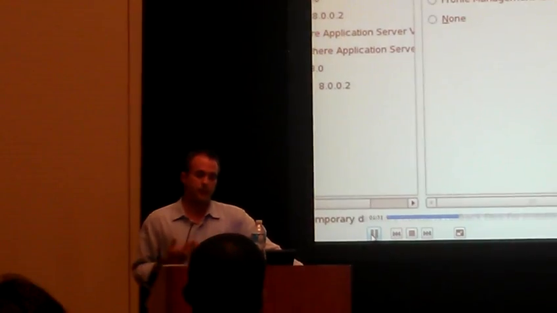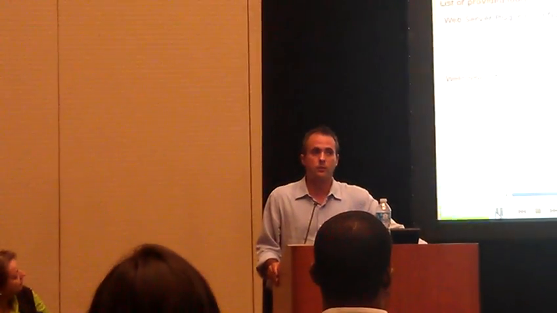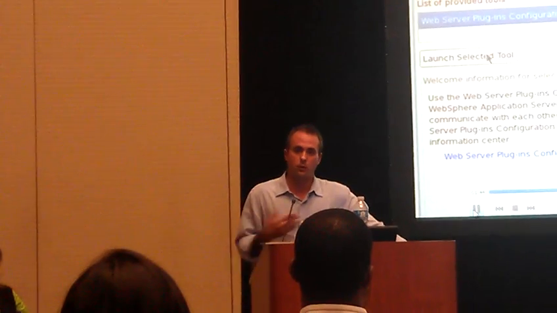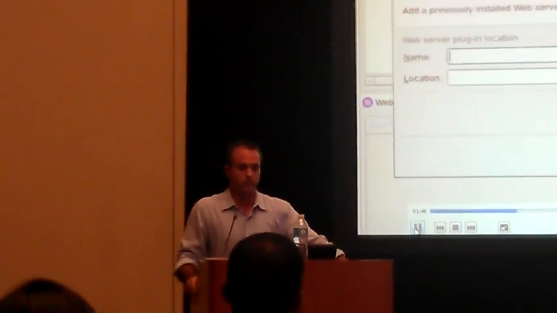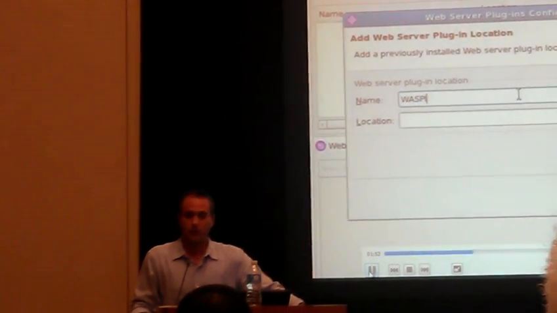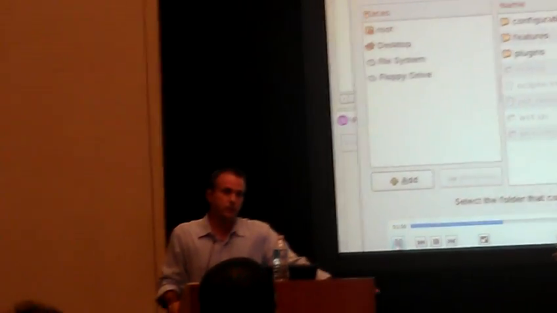So the installer is now going to give us the ability to do a launch path here. We're going to launch the WebSphere customization toolbox because we need to configure the WebSphere plugin that works with IHS. Remember that picture that Mark showed us? Here's where we're going to configure it. We just add a new plugin. We're going to call it the WASP plugin. And we're going to point to the plugin subdirectory in the WASP install location.